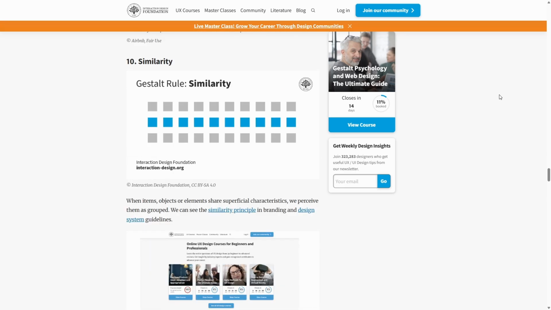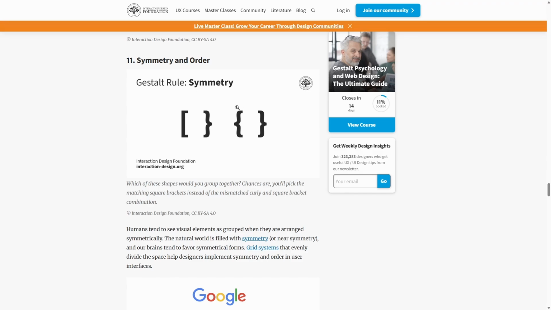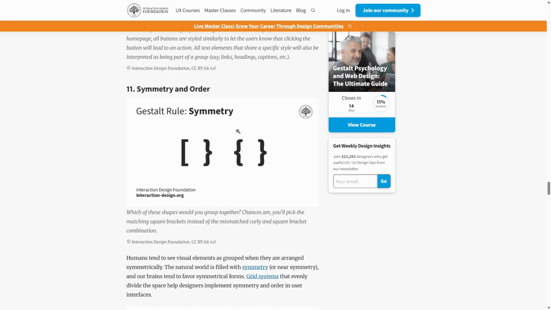We have the similarity, how objects or subjects that share certain characteristics will be perceived as a group. We have these squares. Just because these are in a different color, you will feel that they are grouped, that they are related in some way, but it's actually just squares in different colors. So we have the symmetry and order. We tend to read things as related to each other if they are symmetric. So even though this is a different thing from this, we feel like this matches and this doesn't, even though they could just be placed like this.